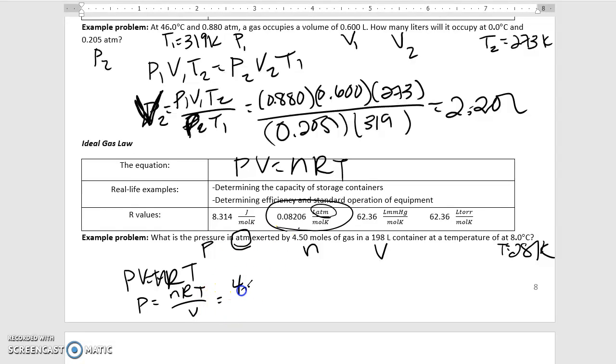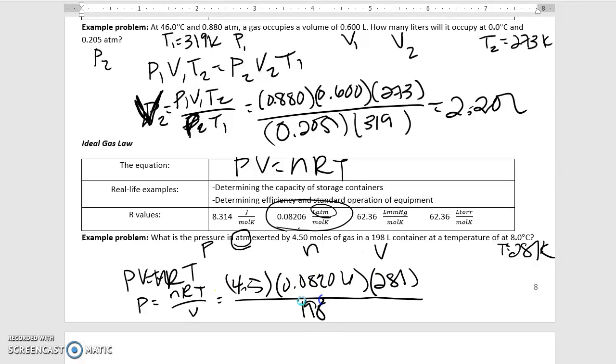Plug in N, which is 4.5. Our R value, the one we're choosing up here, is 0.08206. Our temperature of 281. Our volume of 198. Came from right here. So 4.5 times 0.08206 times 281 divided by 198. You're going to get about 0.524 atmospheres. And that's it. We're going to be working on these plenty, so hopefully you're going to have plenty of practice, but hopefully that made sense in terms of an introduction to these gas laws.